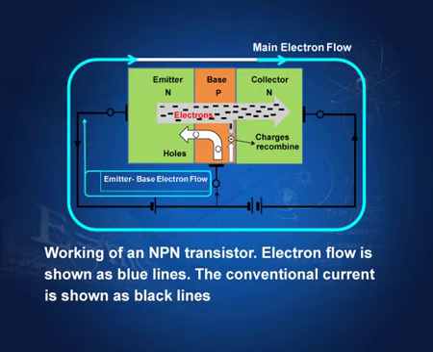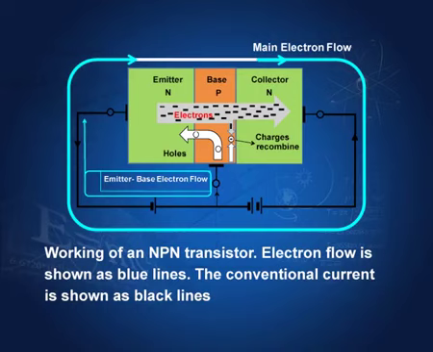So, this current, electrons flow like this, current flows like this. The emitter base electron flow is like this blue line, and therefore the emitter base current is in this direction. Similarly, the current in the base collector circuit is like this. So, this shows the working of a transistor.